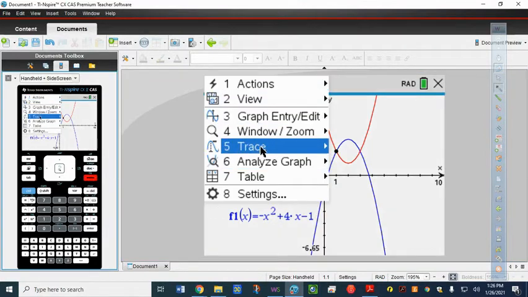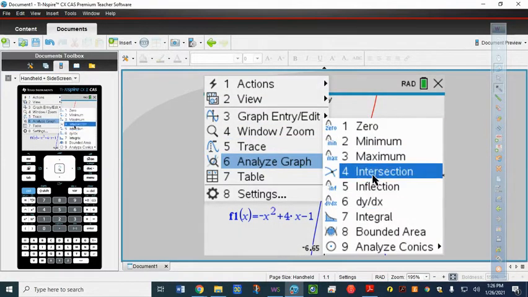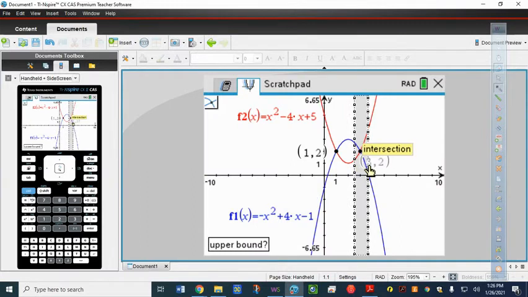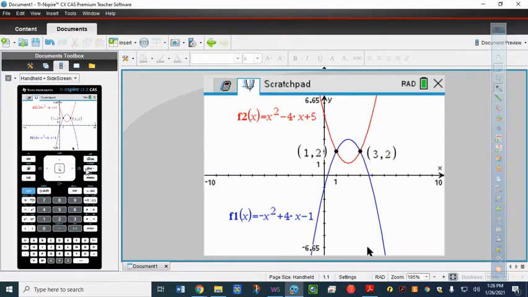Do it again. Here to here, and that point is 3, 2. You also could have found that by hand if you wanted, by setting those two graphs equal to each other. That's solving a quadratic system of two equations, which you did some last year.